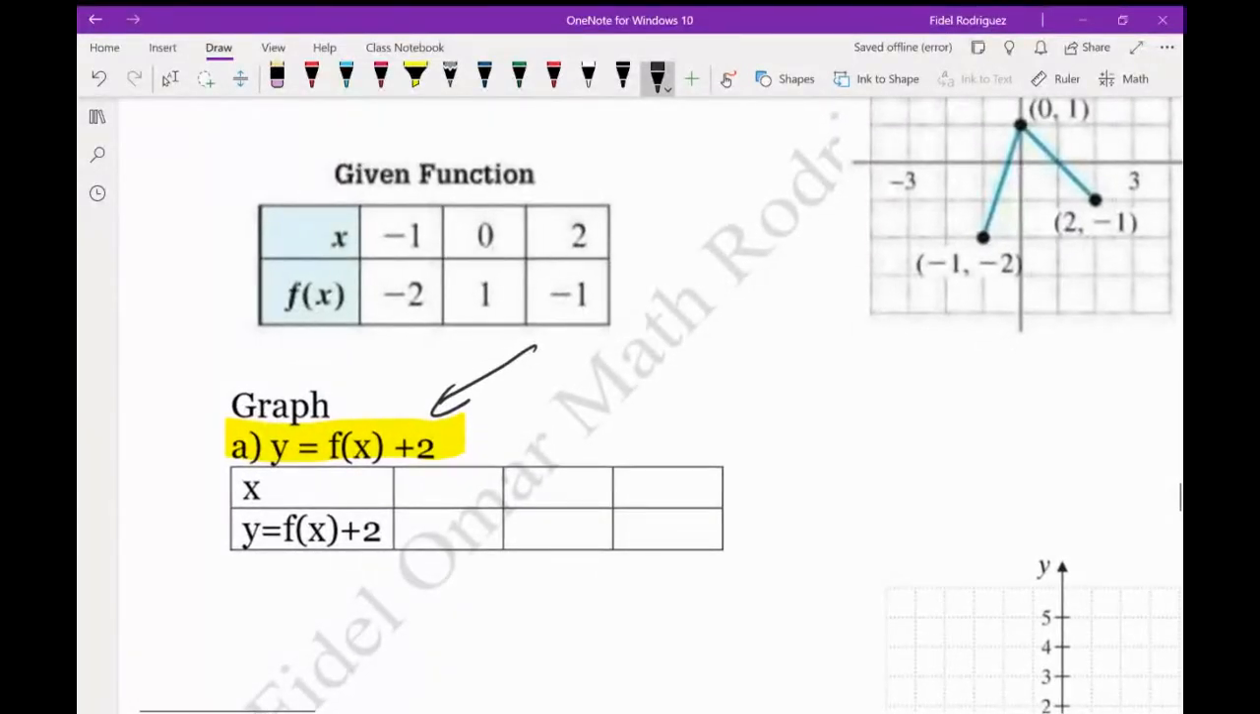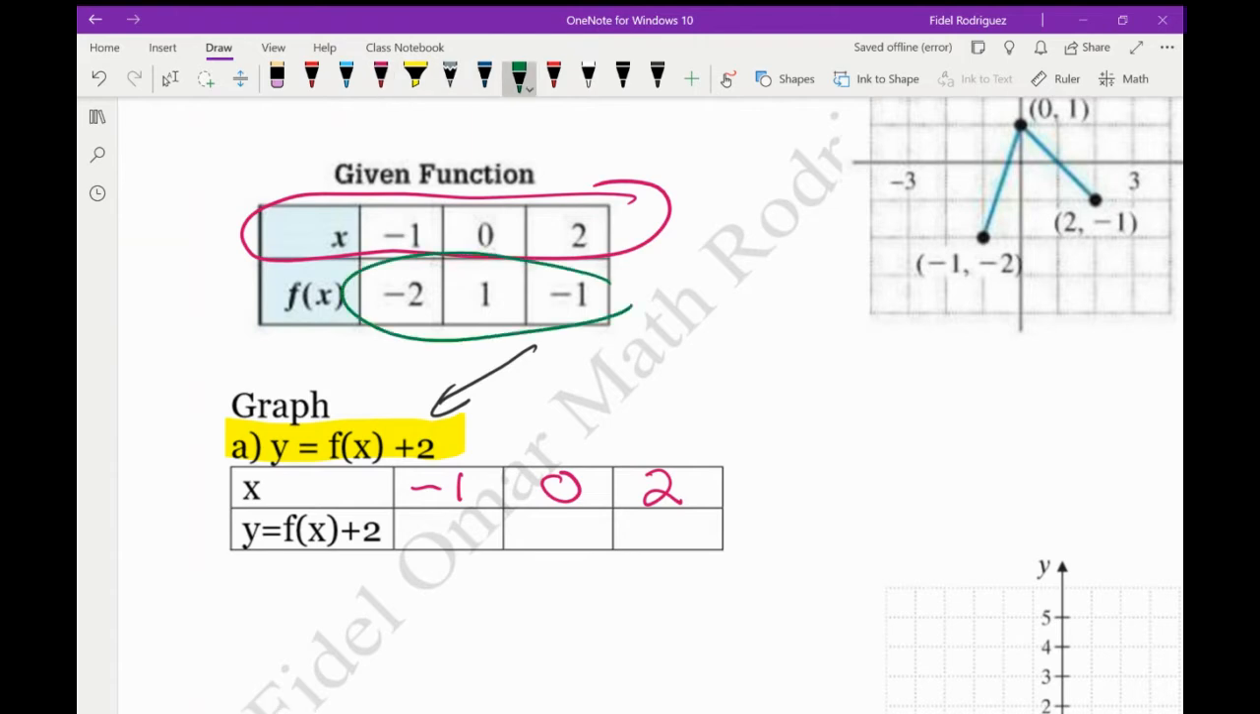What I mean by that, y'all, is that my x values here aren't going to change. That's still going to be -1, that's still going to be 0, that's still going to be 2. But we are going to take these y values here, and we're going to add 2 to every one of them.